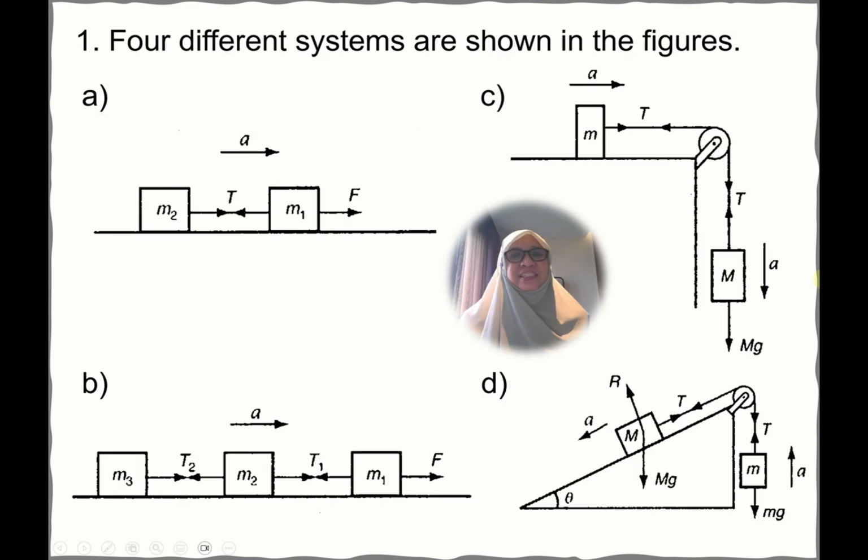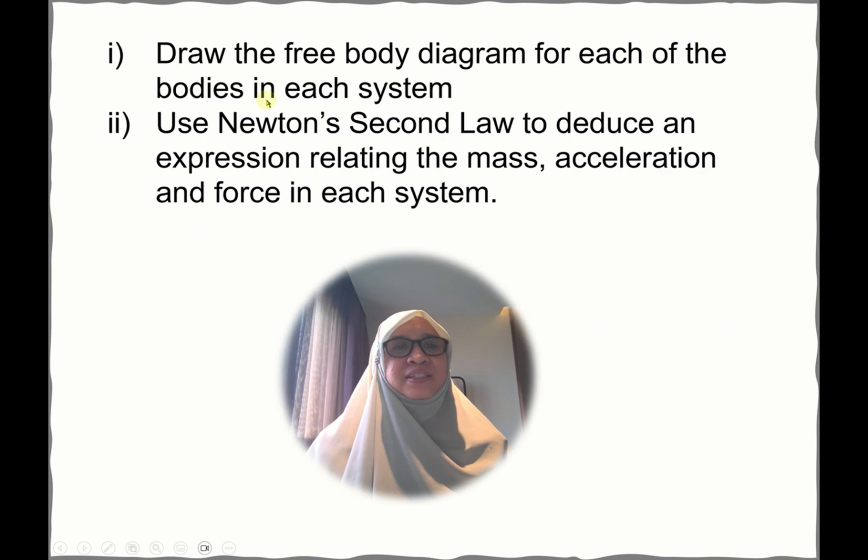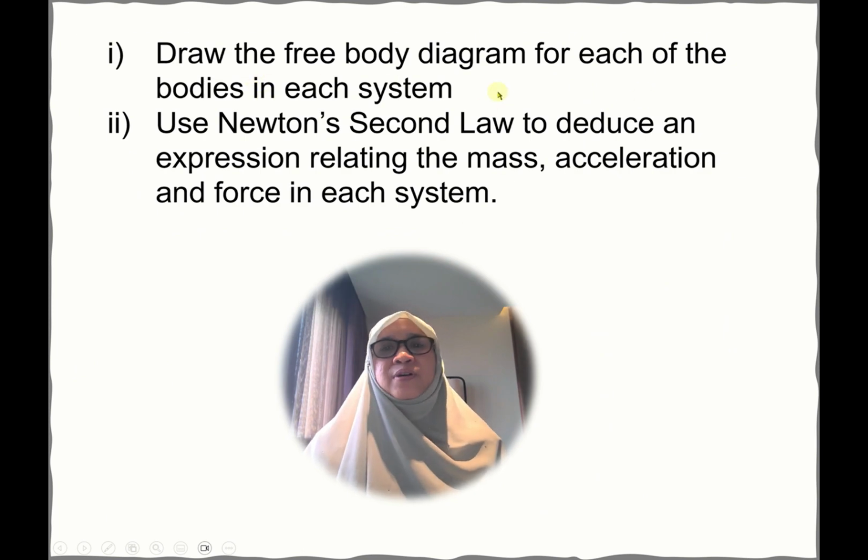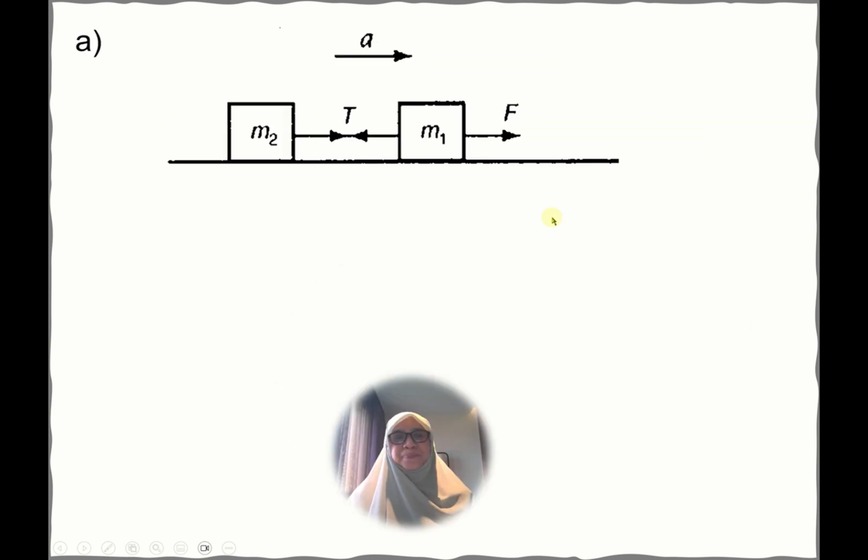Okay, this is the first question. Four different systems are shown in the figures: A, B, C, D. So we do A first. The question asks to draw the free body diagram for each of the bodies in each system, and then use Newton's second law to deduce an expression relating the mass, acceleration, and force in each system.